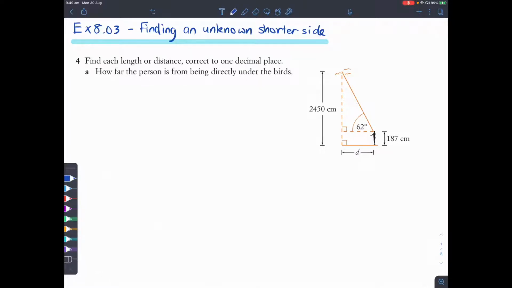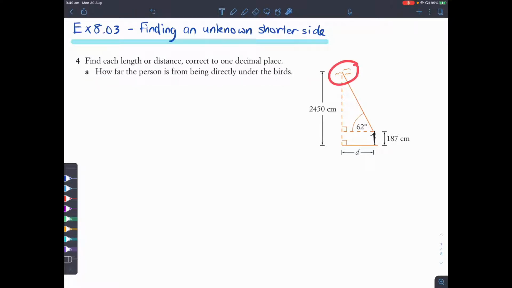Hi everyone, in today's video we'll be looking at how to find an unknown shortest side using trigonometry. So for question 4 from Exercise 8.03 in Maths, find each length or distance correct to one decimal place. For part A, how far the person is from being directly under the birds.